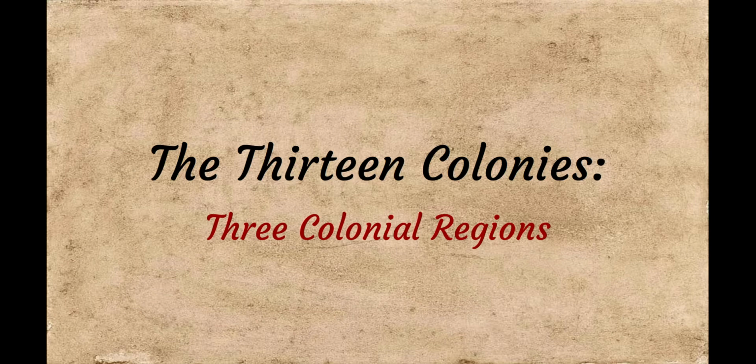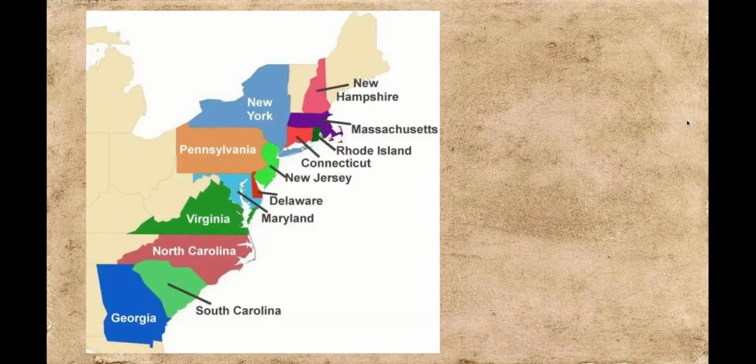Now, when we refer to the 13 colonies, please understand, guys, that what we are talking about are the English colonies as run by England during the early to mid 1700s. These 13 colonies were all located on what is today's east coast of the United States, and they could easily be broken down into three colonial regions.